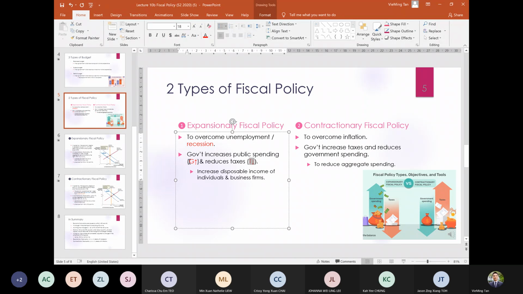Okay, so by doing these two tools, this can increase the AD value. Once G increases and T reduces, this can increase the AD. Because we know the AD is formed by C plus I plus G plus NX.